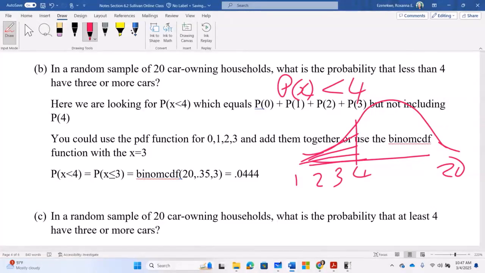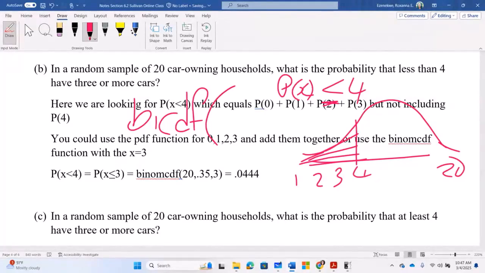Anyway, how do you write it? Binomial cumulative density function. Why am I using cumulative this time? Because it is less than 4. So I'm cumulating from 4. And by the way, it's less than 4, so actually 4 is not included. 4 is not included because it's only less than 4, so you got to be careful.